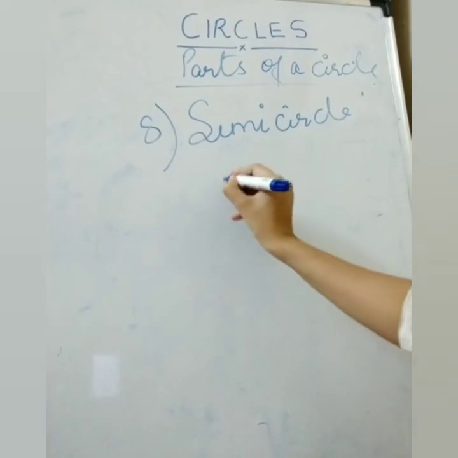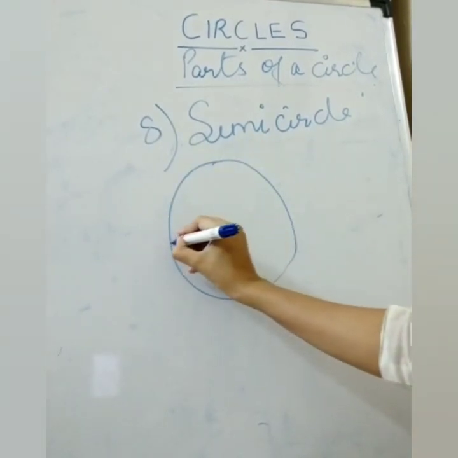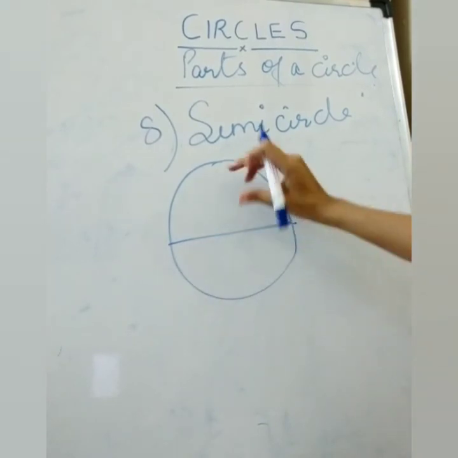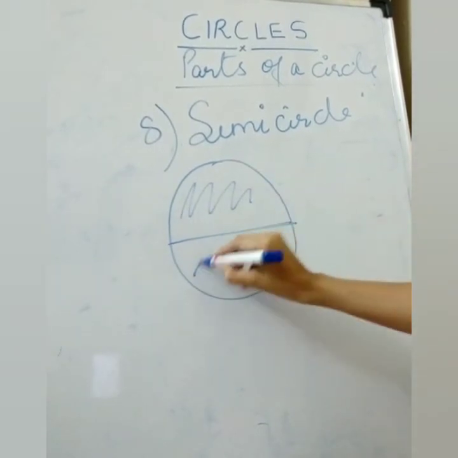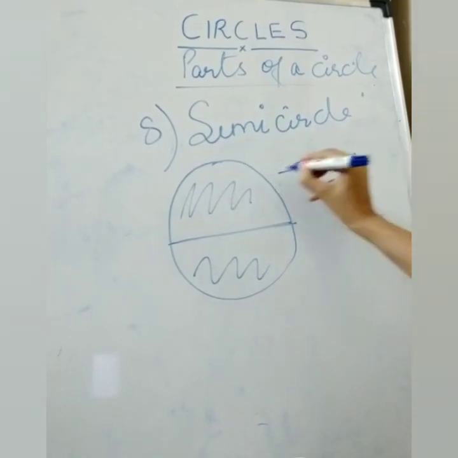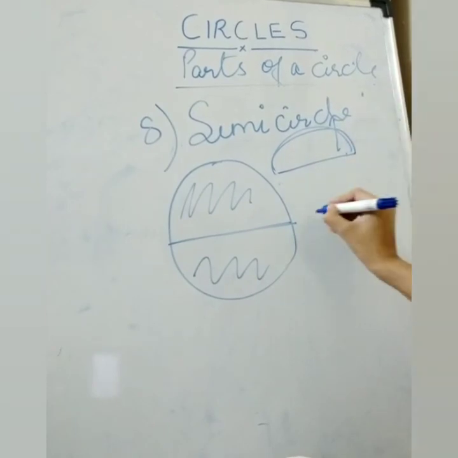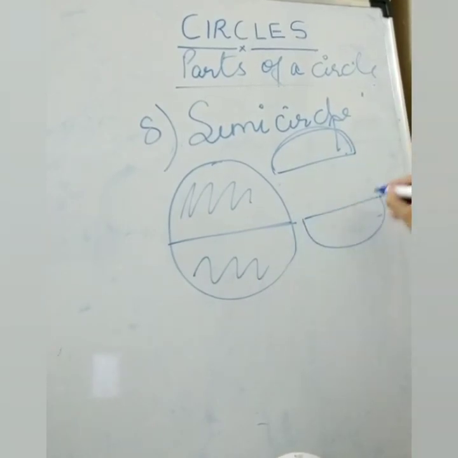Okay, now number 8, semicircle. Semicircle means half of the circle. Suppose this is a circle. If I divide this circle, can you see one part and another part? If I take the top part, it will be like this. So this is the semicircle. If I take the bottom part, this is also a semicircle. Semicircle means half of the circle.